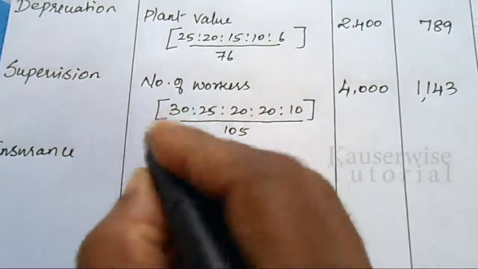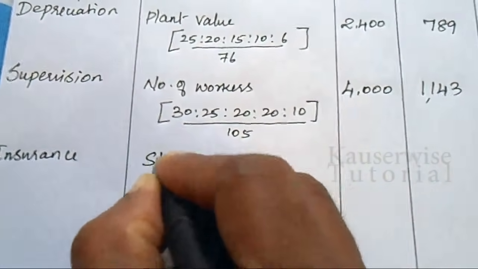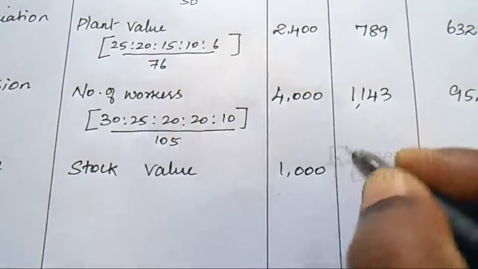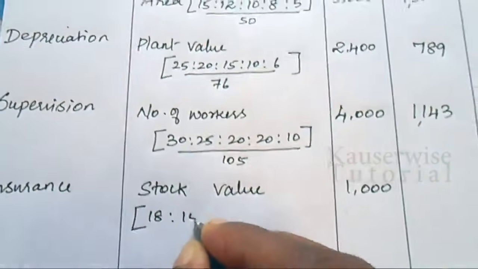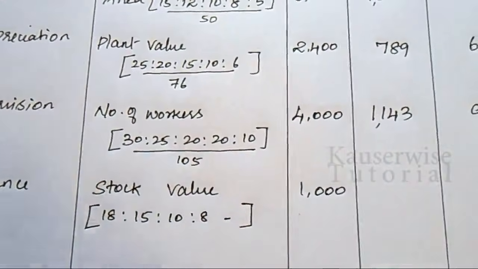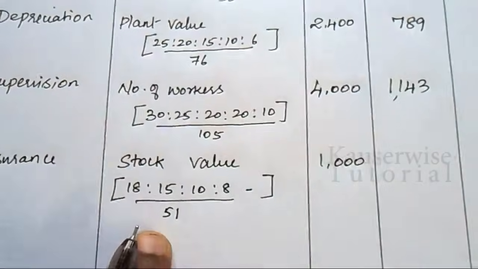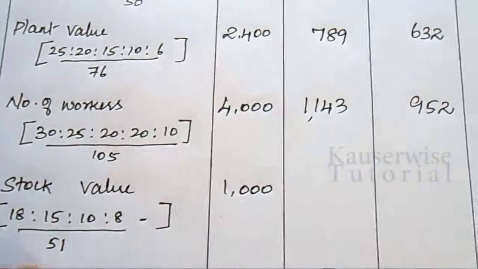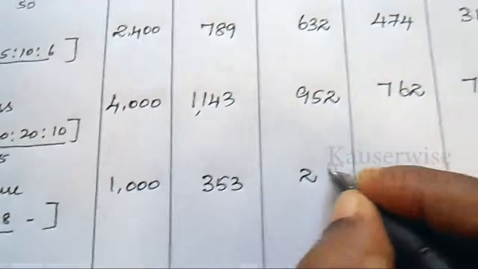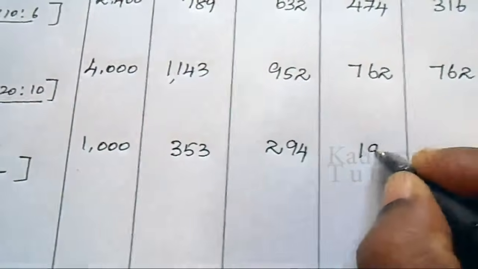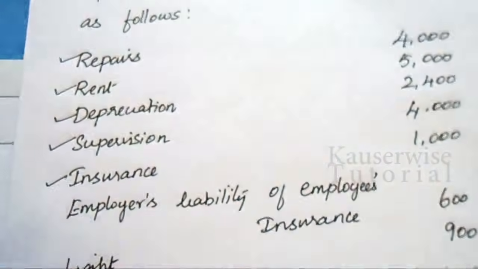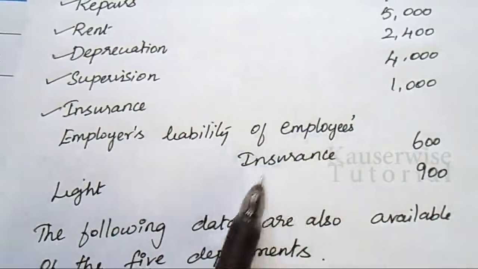Insurance. Stock value, 1000. 18:15:10:8. For E, no. Just get the total: 51. Just apportion 1000 into 18 by 51. What is the value? 353, 294, 196, 157. For E, no.